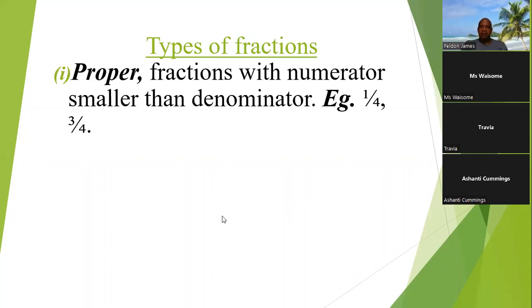All right, now, a proper fraction has the numerator smaller than the denominator. Now, why is it that we call the fraction where the numerator is smaller than the denominator proper? Why do we call this fraction proper? I'm waiting. Anybody?